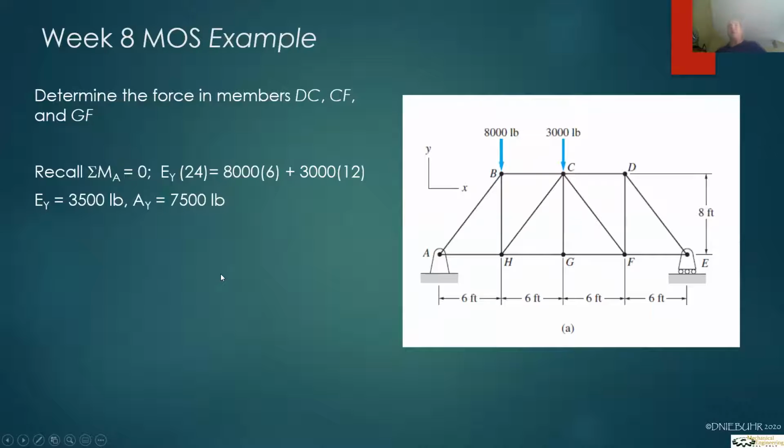Okay, so I want to look at this quick method of sections problem here. You have probably done your method of sections and completely understand it, but let's just go through this one real quick as a review.